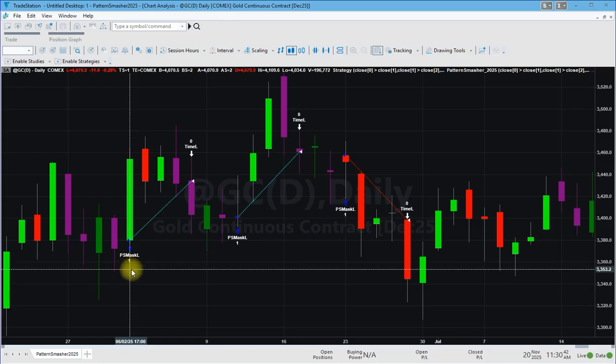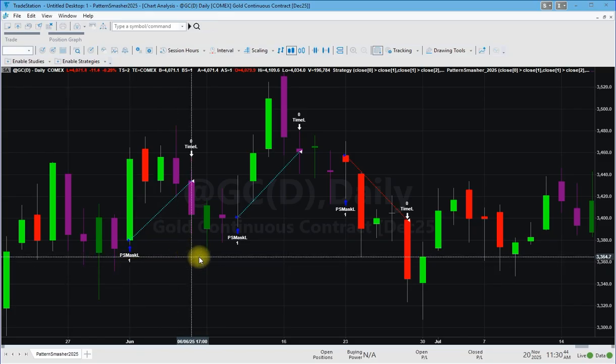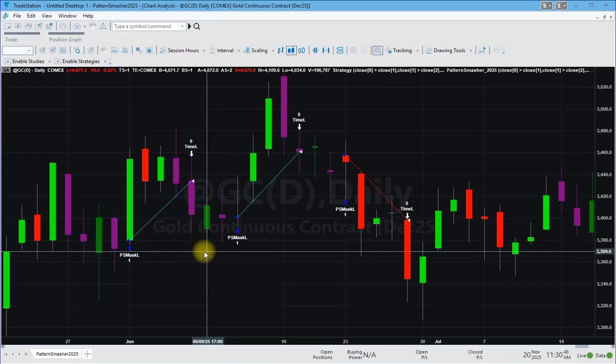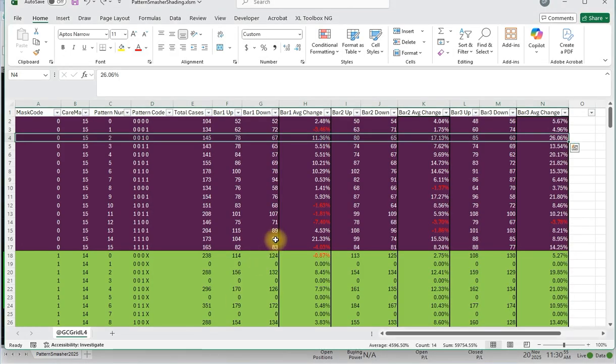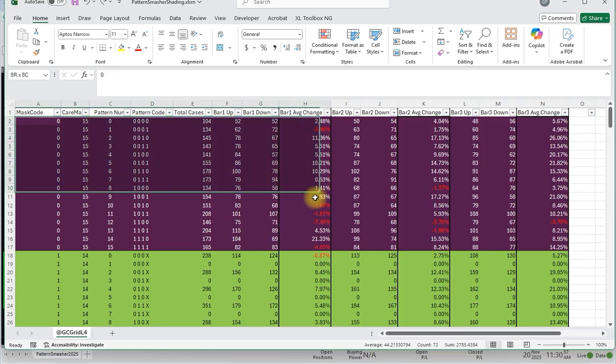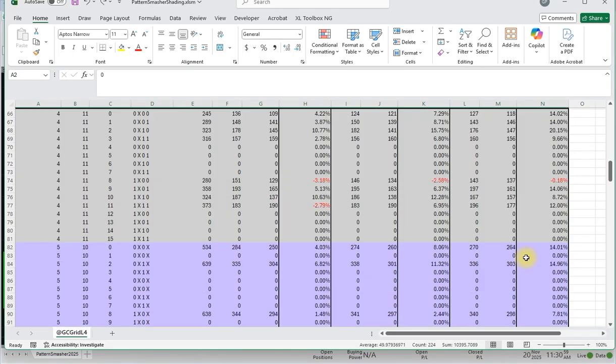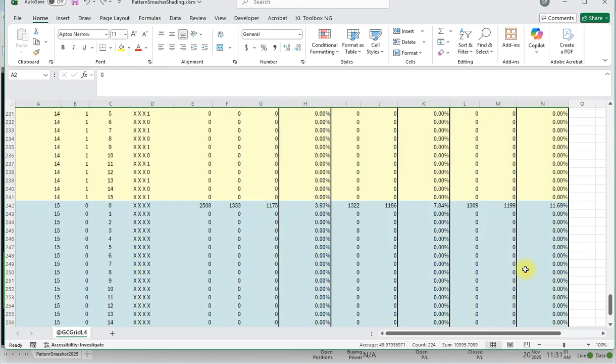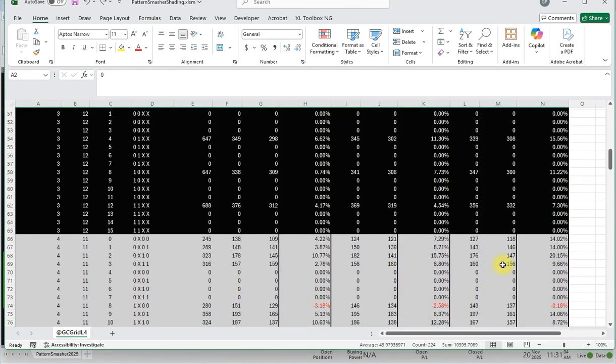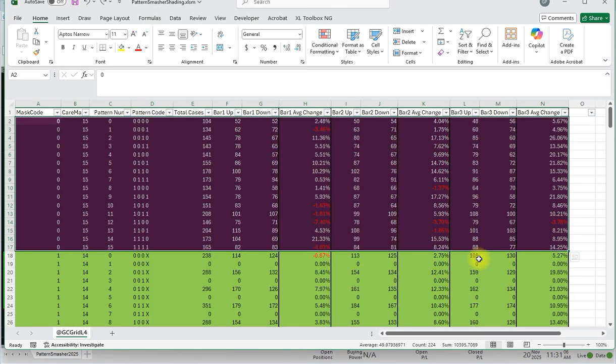So what makes the 2025 version so much better? Well, I call it masking. So if we go back to the spreadsheet, we determine that this is PatternSmasher 2024. The rest of all this output is produced by 2025. And this concept came to me, or it was suggested by a user of 2024. I can't remember.